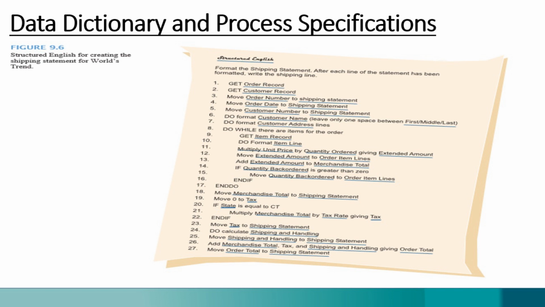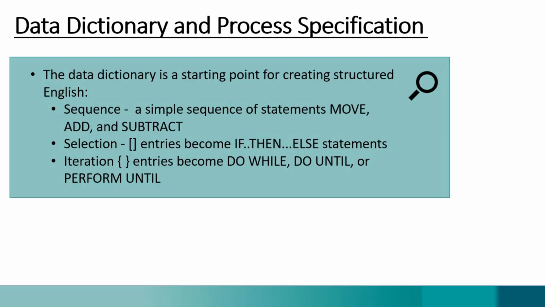Data dictionary and process specifications. In Figure 9.6, you will be able to see an example of how to write in structured English. The data dictionary is a starting point for creating structured English. Sequence: a simple sequence of statements such as move, add, and subtract. Selection: entries become IF, THEN, ELSE statements. Iteration: entries become DO WHILE, DO UNTIL, or PERFORM UNTIL. All computer programs may be coded using the three basic constructs: sequence, selection, and iteration. The data dictionary indicates which of these constructs must be included in the process specifications.